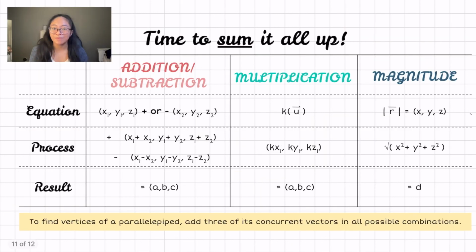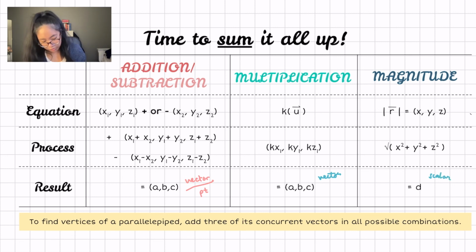So just to sum it all up for you guys, I just have this little chart with what we learned. So we have addition and subtraction, which we add each of the components to equal a vector quantity, or if you looked at the parallelepiped example, we found a point. It depends. Multiplication, multiplying a scalar with a vector. We multiplied the number into each of the components to get a vector quantity. Now with magnitude, we have to square the x, y, and z components and then square root it to get a scalar quantity, which usually is a number of units.